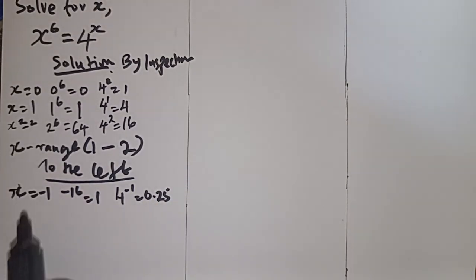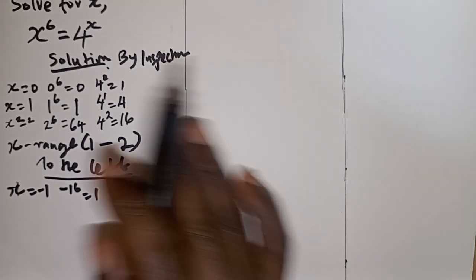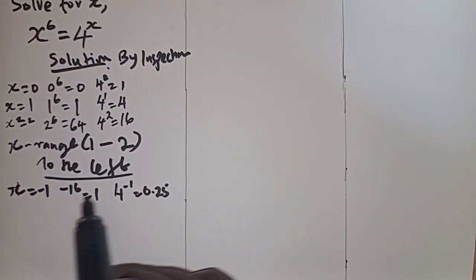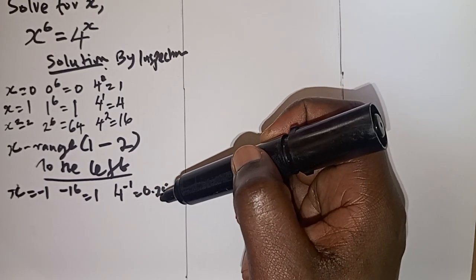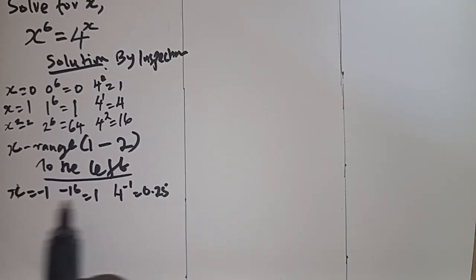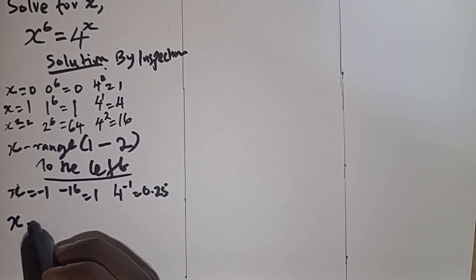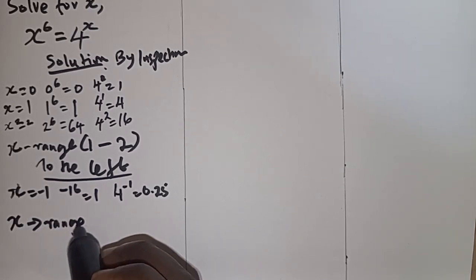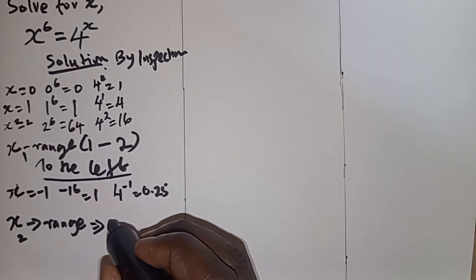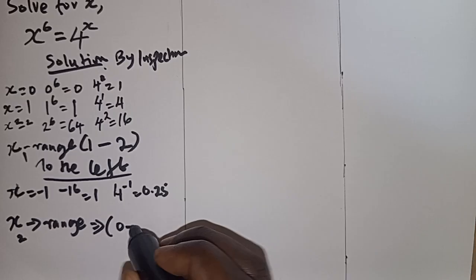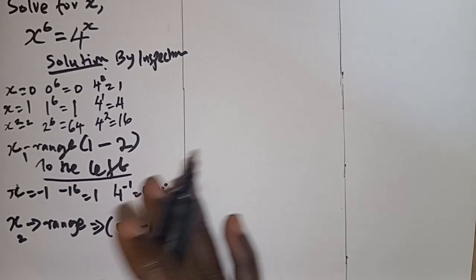You realize that toward the negative side, as the left hand side becomes smaller, the right hand side is still on the positive side. So it means before we reach that negative, the value of x will also be in the range. The second value of x is going to fall in between 0 and negative 1, somewhere there.